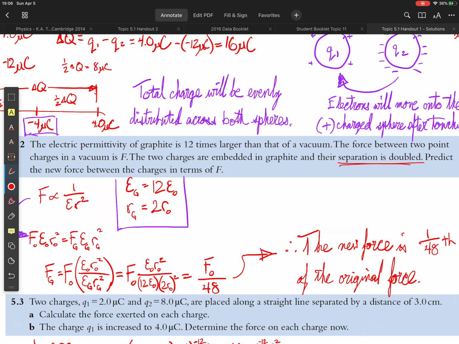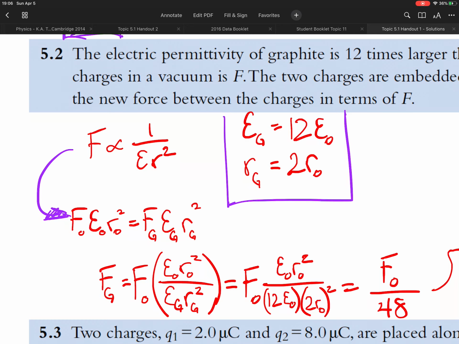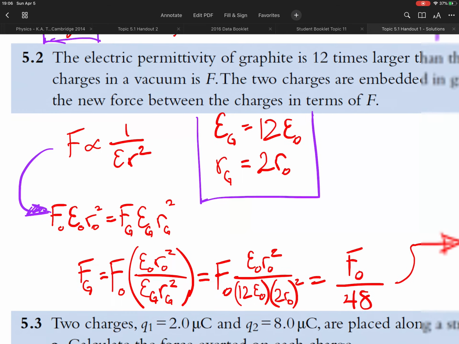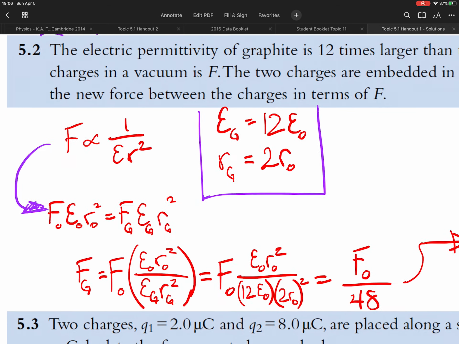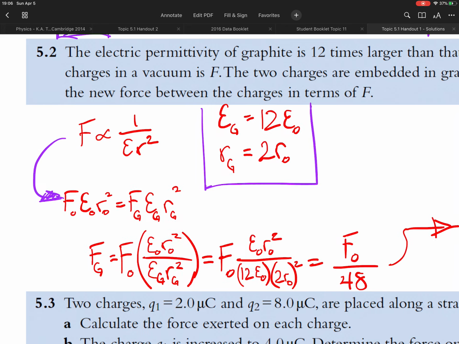So we have a force between 2 points, 2 point charges in a vacuum, and it's given as F. And then the two charges are embedded in graphite and the separation is doubled. We're asked to predict the new force between the charges in terms of F. And what I've done here is taken advantage of the fact that force is inversely proportional to permittivity times radius squared. Okay, so we have two types of permittivity here, and we also have two different radiuses.